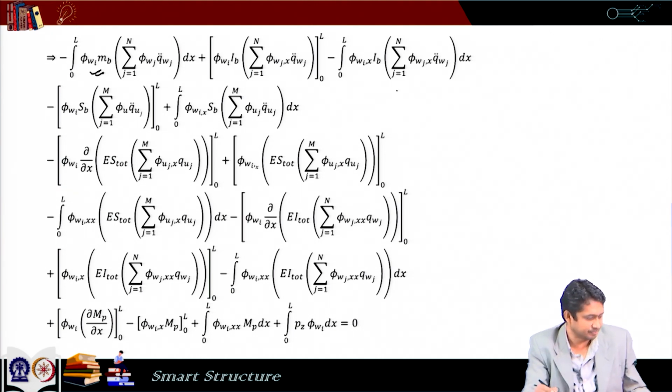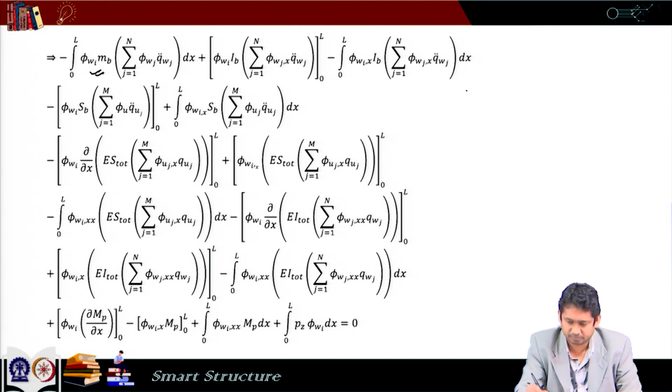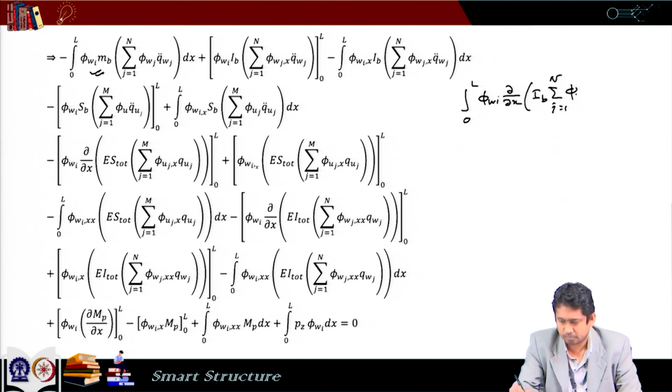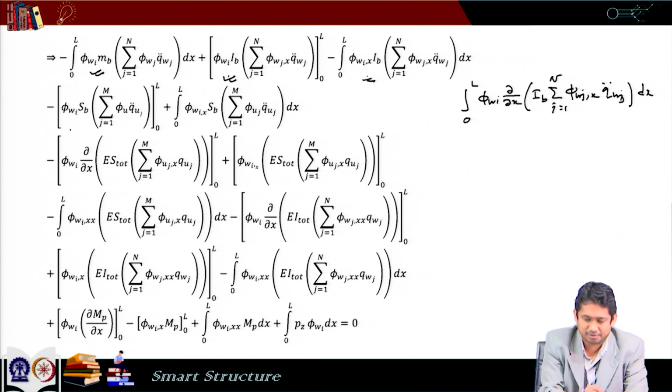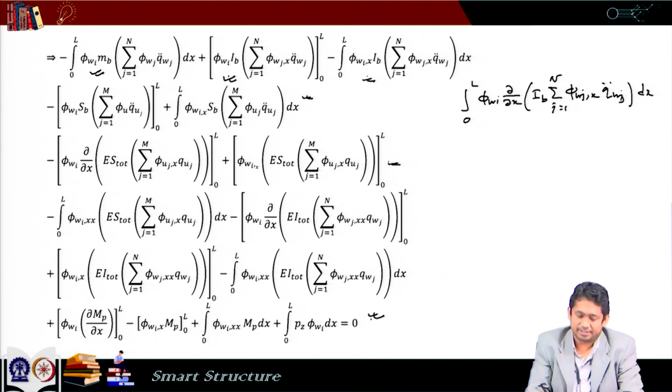So, we shift the derivatives here. This is the first term, this is the second term, and we can see that the derivatives have been equally distributed between phi w I and phi w j, and then we do the same thing for the other term among the inertia terms, and we do the same things in the other terms as well, and finally we get this expression.